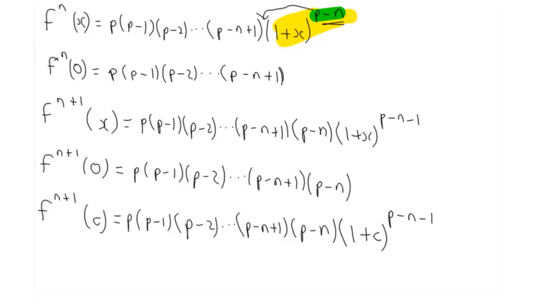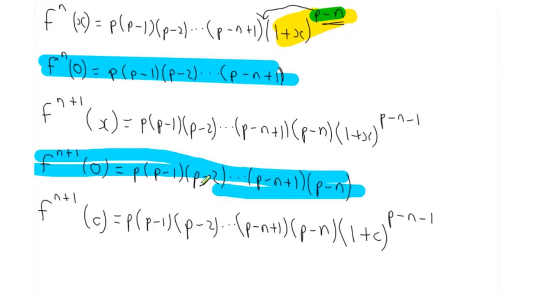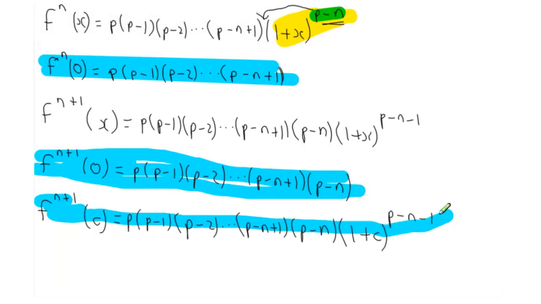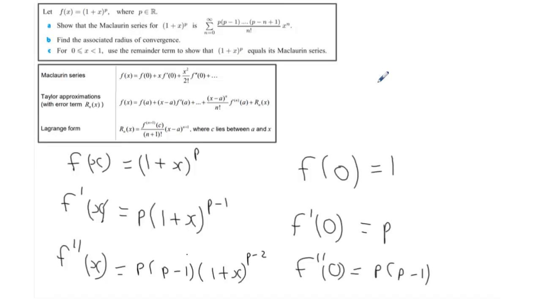Okay, I'm just going to highlight some of these useful results because we're definitely going to use them again. So we definitely want to use that nth derivative at 0. We definitely are going to use the n plus 1th derivative at 0. That's going to be used in the ratio test part. And we're going to use the n plus 1th derivative evaluated at c. That is going to be used when we are showing that the limit as n approaches infinity of the error term equals 0.